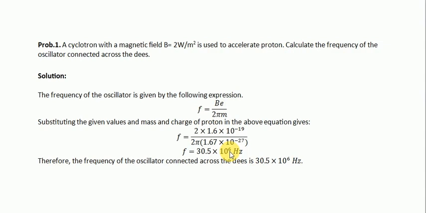So what does this frequency mean? This frequency, 30.5 megahertz, is the rate at which the oscillator needs to switch the electric field in the dees of the cyclotron. By matching the frequency, the cyclotron can keep pushing the proton along its circular path with perfect timing, adding energy to each cycle and boosting its speed.